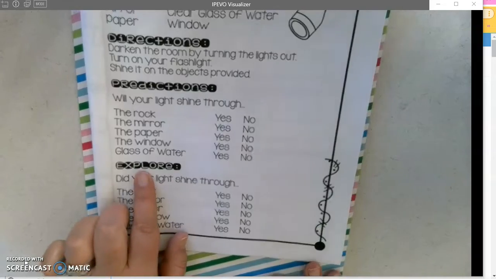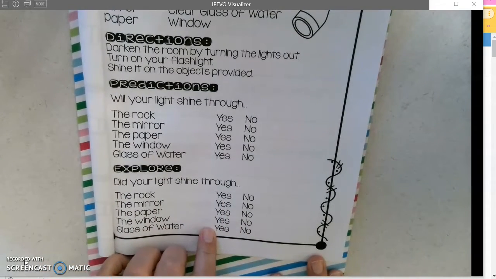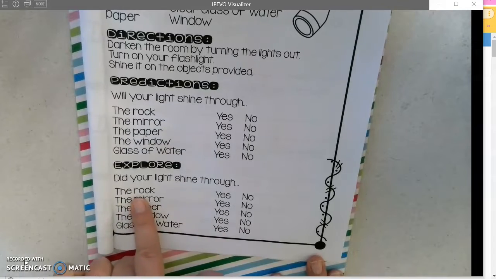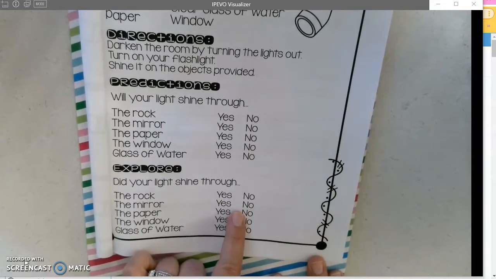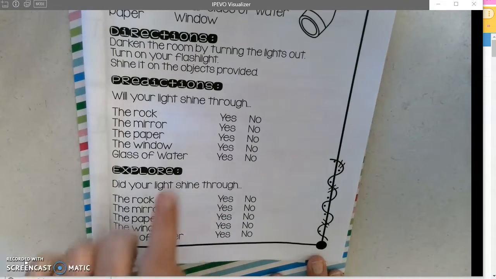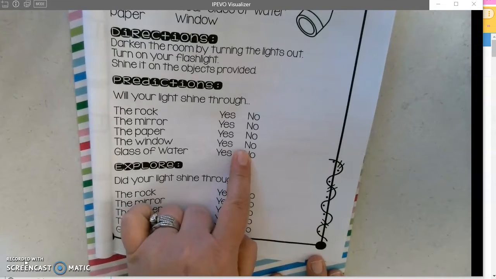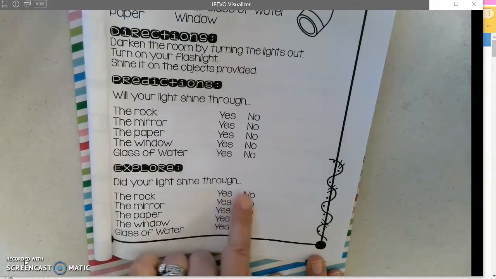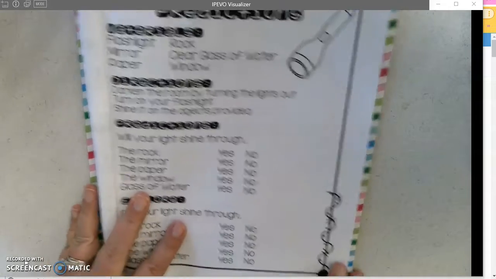Then down here where it says explore, this is where you're going to circle if it did go through it or not. So did the light go through the rock? Yes or no? Did the light go through the mirror? Yes or no? And so on for the rest of the list. Okay? So you do this one first where you're making your predictions if you think it will go through it or not. And then the explore is where you're recording your data that you are observing during your experiment.